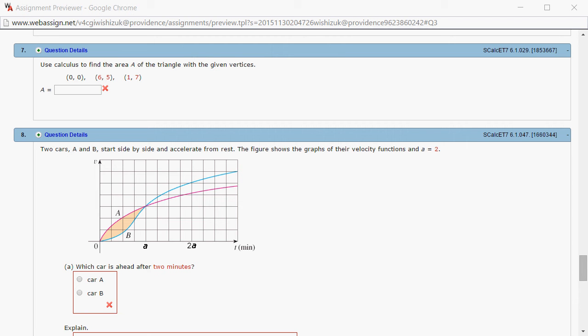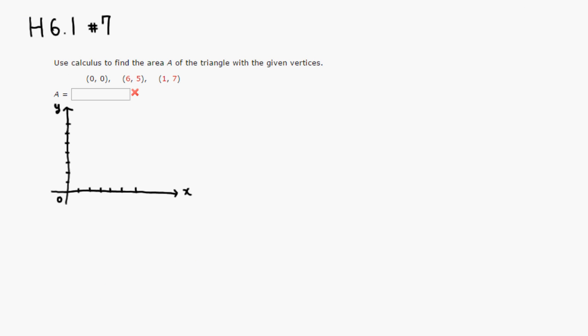Alright, let's look at homework 6.1, problem number 7. We want to find the area of the triangle with these vertices. So let's draw a picture.